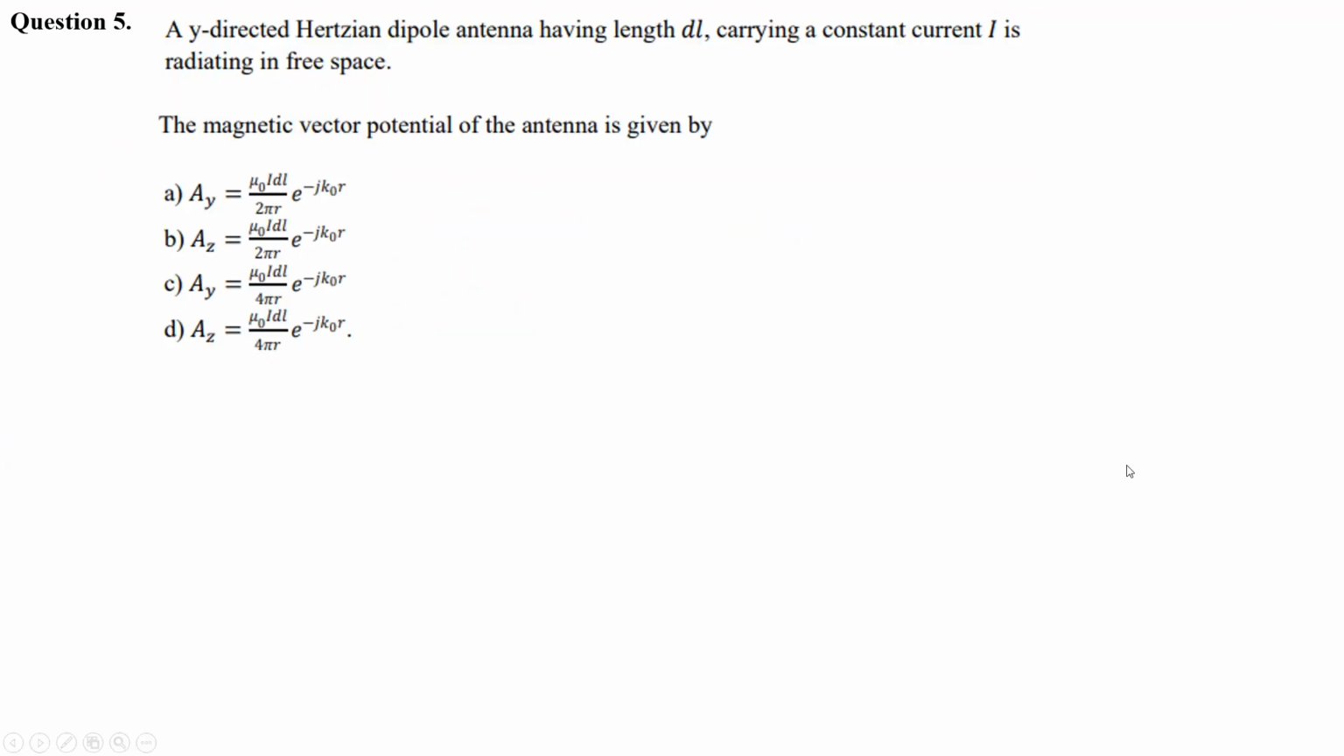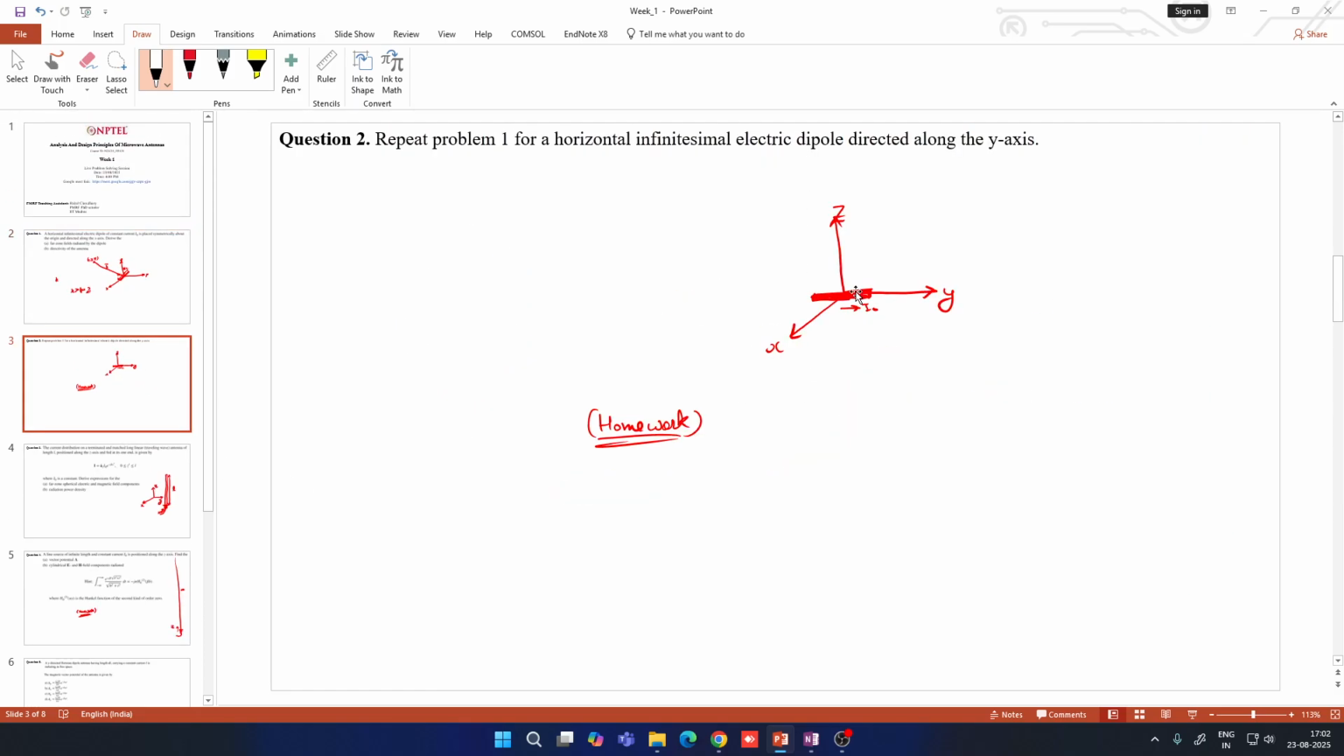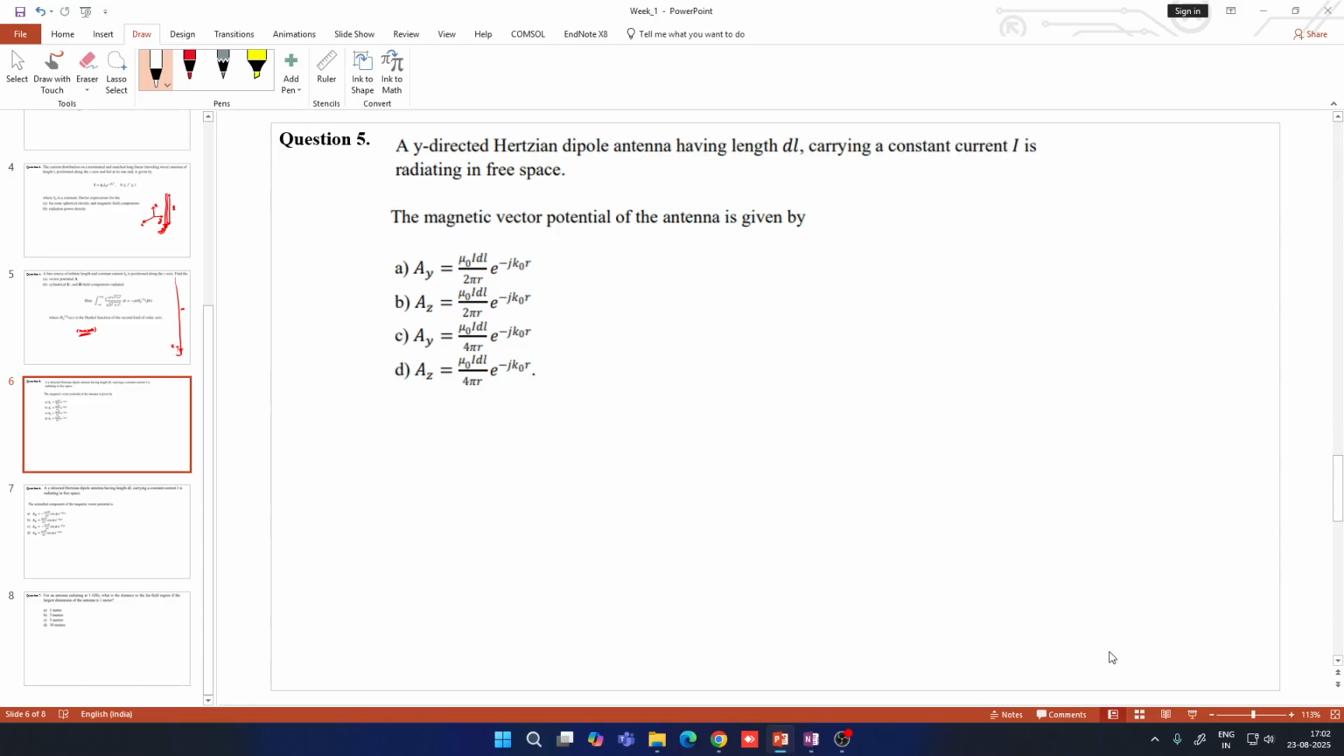Now we will solve question number 5. A y-directed Hertzian dipole antenna having length dl carrying a constant current I is radiating in free space, and the magnetic vector potential of the antenna is given by the options. So this question is pretty similar. If you solve question number 2, then you can easily answer it, because in question number 2 the same thing is there: a horizontal infinitesimal electric dipole directed along the y-axis. Same thing has been asked here, so we will solve this. I hope the question is clear.